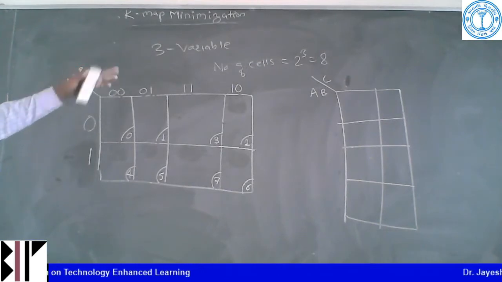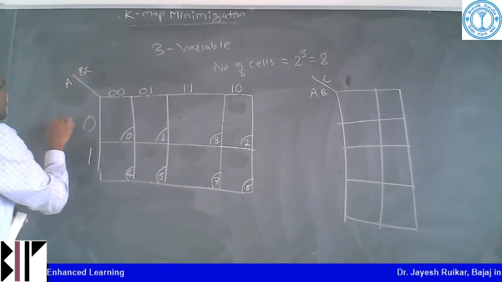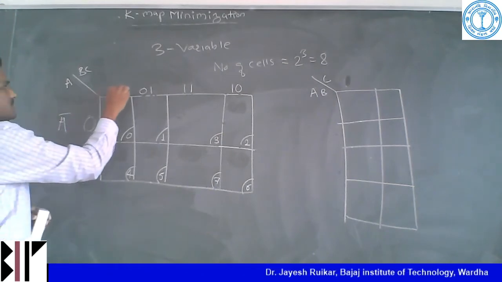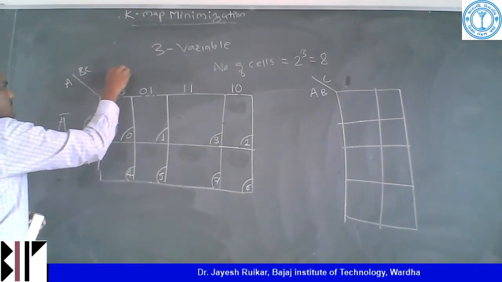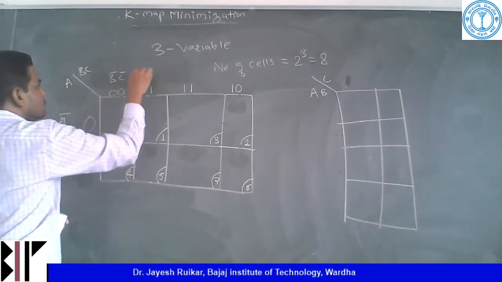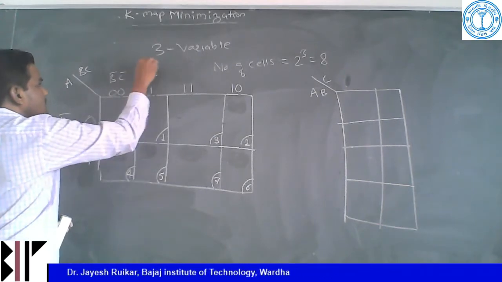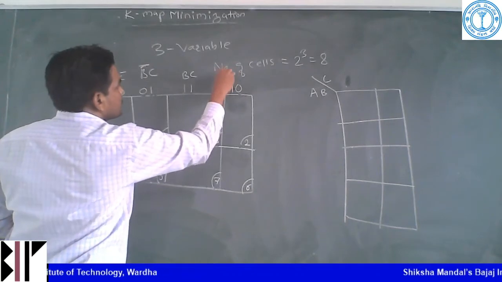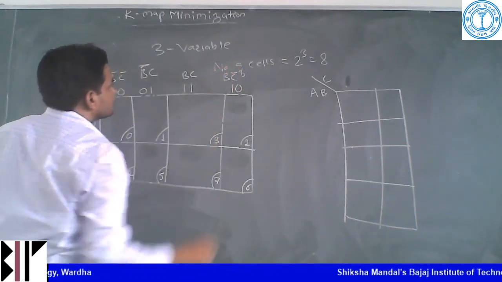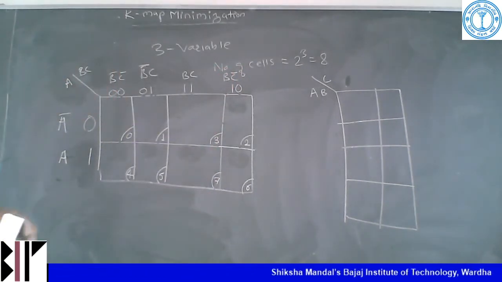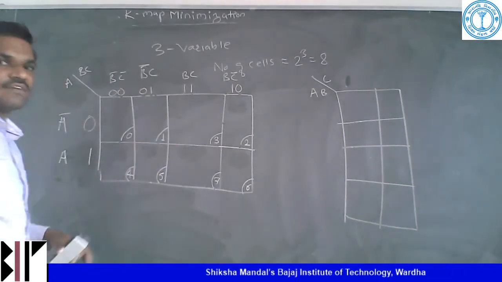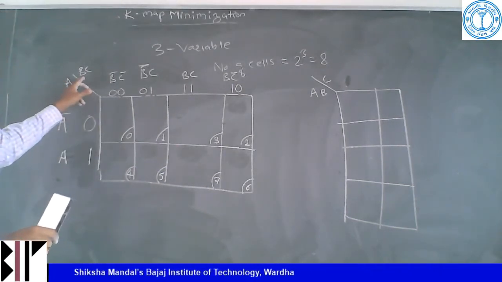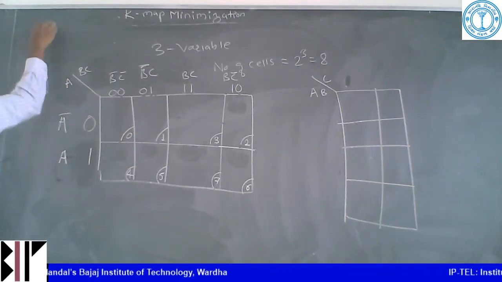In terms of variable form, this is my A bar and this is my A. This is 0 0, so B bar C bar. 0 1, so B bar C. 1 1 means B C, and 1 0 means B C bar. This is written in the horizontal way. Just remember the sequence A B C whenever you are writing any truth table.